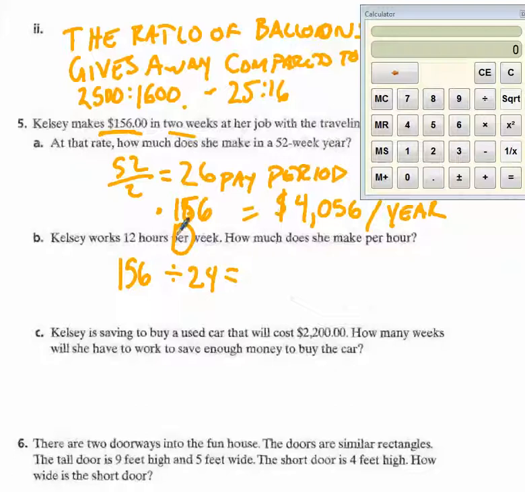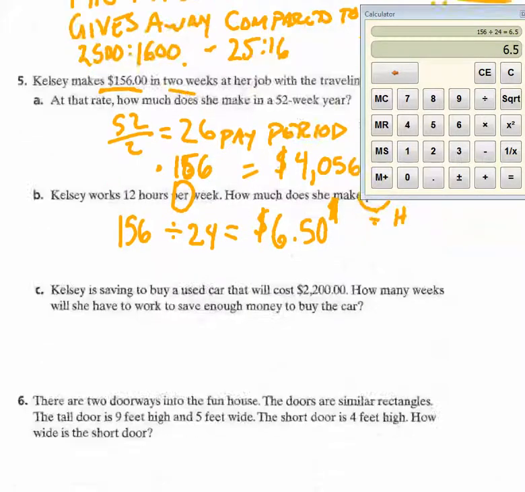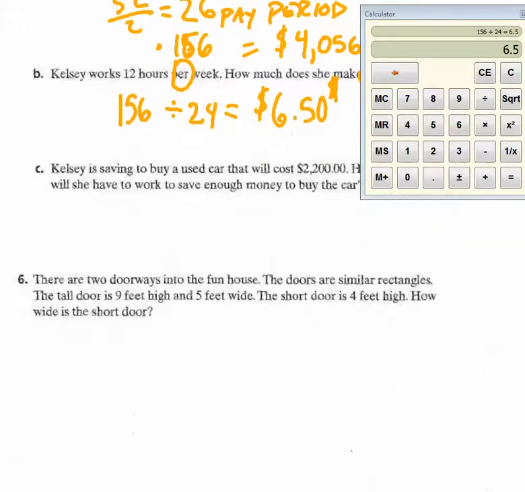So that's dollars. Per means divide, hours. So I'm dividing dollars by hours. So 156 divided by 24. So she makes $6.50. I wish our babysitters only made $6.50. I'm sure you disagree with that vehemently.